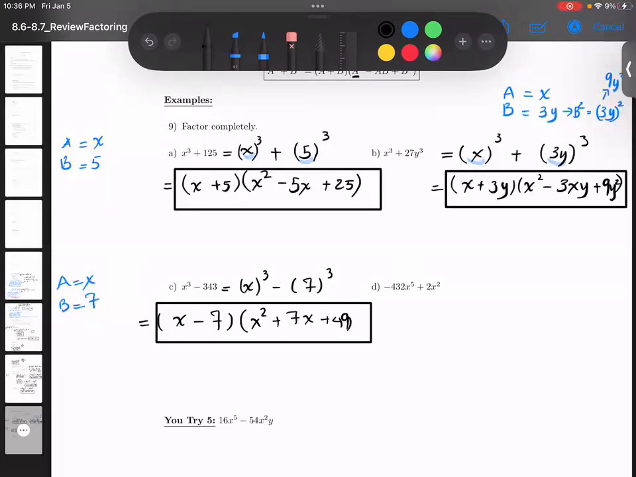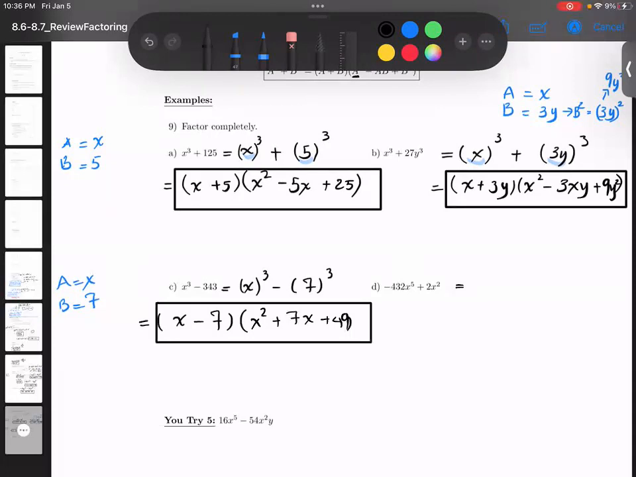All right, part D. All right, this one, first things first, I don't know about you, but I see a GCF. Is it in descending order? Yes, it is in descending order. x to the fifth, the degree is larger than x squared, so it's been written in the front.